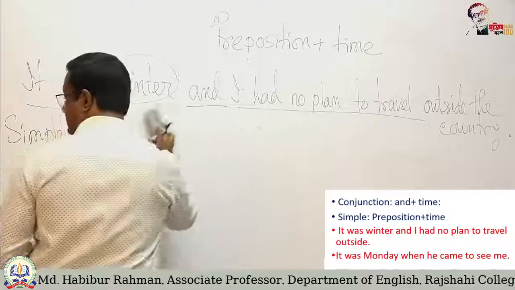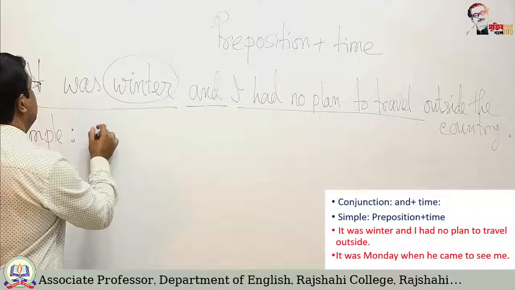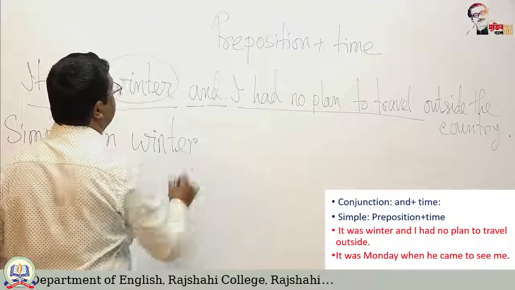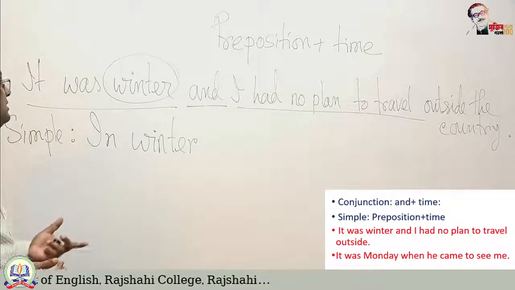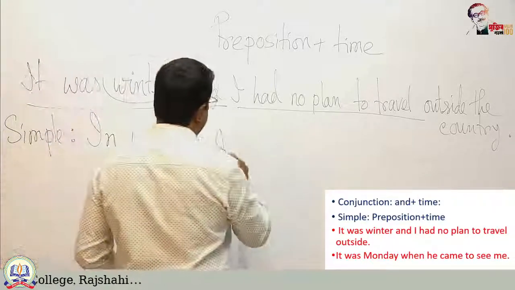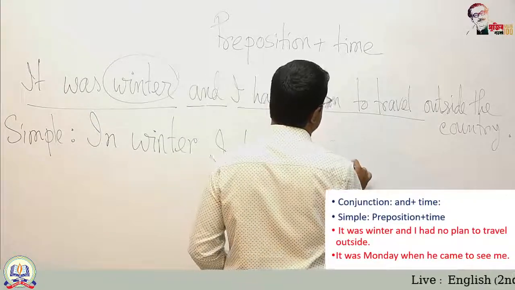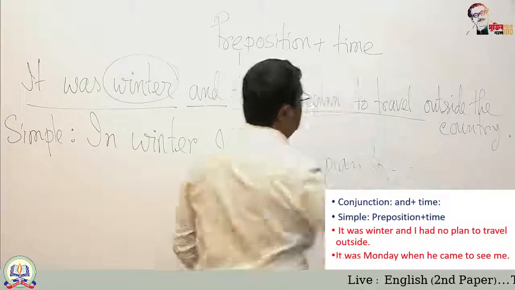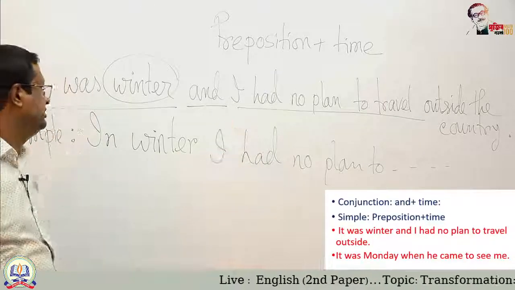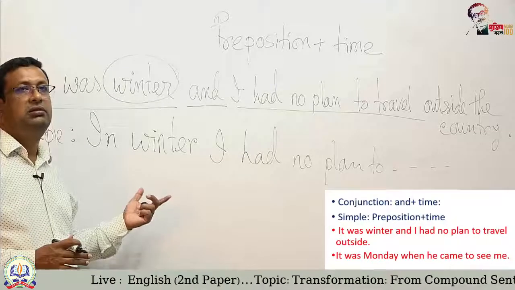In winter, so this is season, and before season, undoubtedly we will use in. In winter, so the thing to do is already done. In winter, I had no plan to travel outside the country. There will be no change afterwards. So in this way, we will change clauses with time.